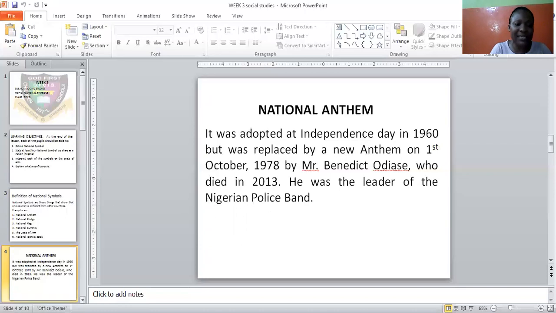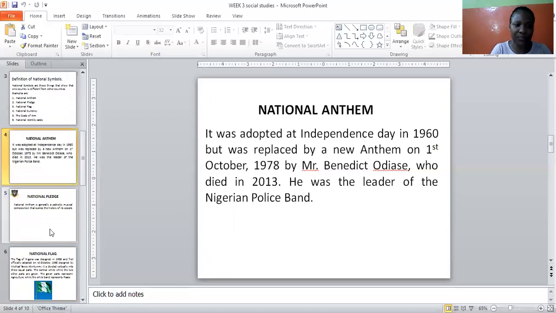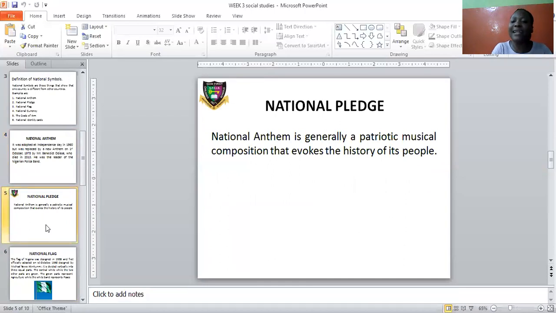And the next national symbol is the national pledge. The national pledge is generally a patriotic musical composition. It's not just a song. It's a patriotic musical composition that evokes the history of its people. You know, there was a day my daughter came to me, "Mommy, is it true that Nigeria is sleeping?" I said, "Yes, Nigeria may be sleeping, but we must not allow Nigeria to sleep so deep that another country will come and conquer us and take us to their own country, and we become their citizens by conquest."